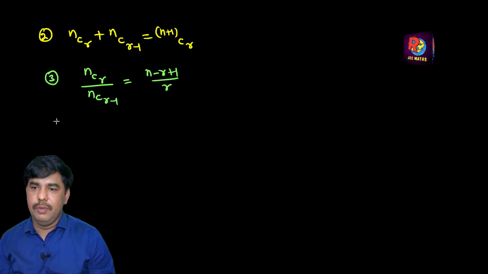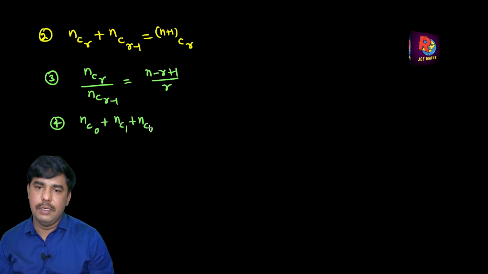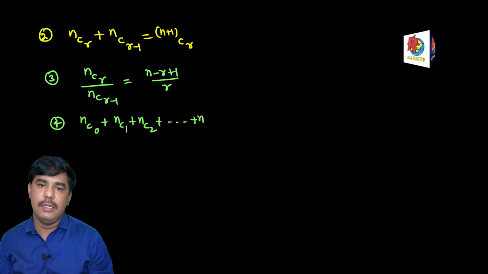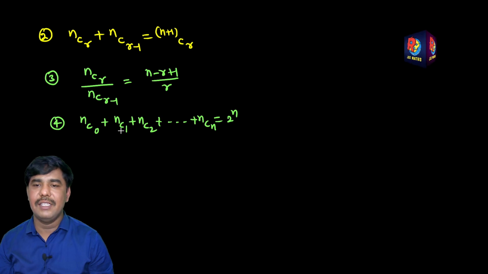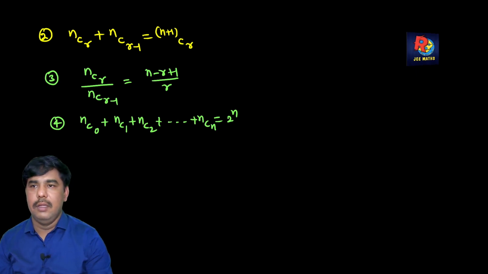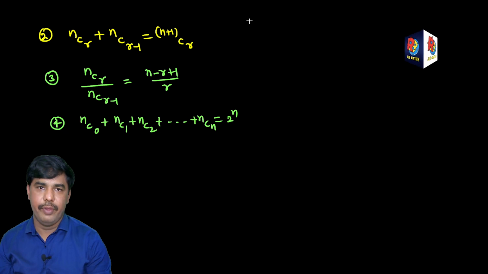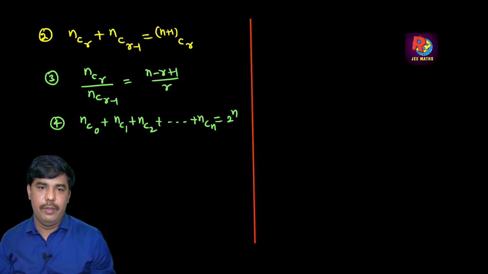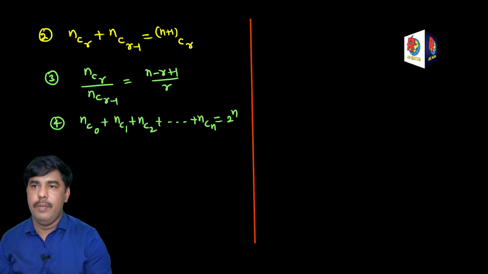Now, the fourth one. NC0 plus NC1 plus NC2 plus so on up to NCn, this value will be equal to 2 power n. If you expand the NCR formula for all of those terms, it is in the form of 1 plus 1 whole power n, nothing but 2 power n.